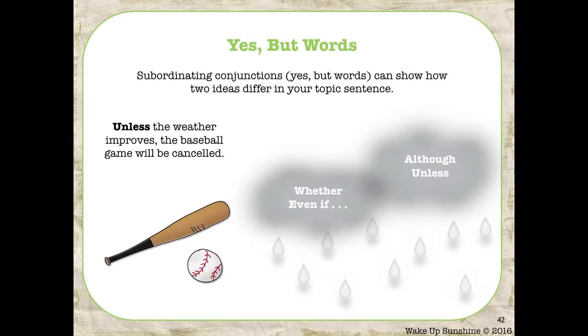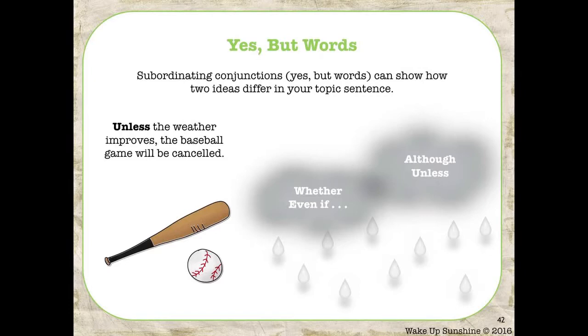My "yes, but" word is "unless," but you'll notice if I left it at that, "unless the weather improves," okay, what about it? Again, it's a dependent clause. It needs more information. It can't stand by itself. So you put a comma after the dependent clause, and you finish it out with an independent clause, and that finishes the process, and now you have a meaningful piece of writing.